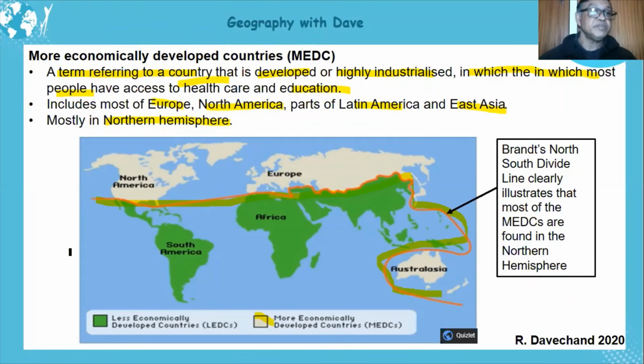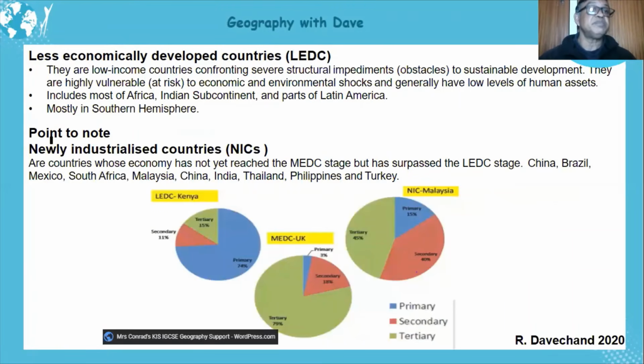Okay? Let's go to other concepts. Less economically developed countries, the LEDCs. They are low-income countries confronting severe structural impediments, like obstacles. Impediments means obstacles. Structure, well, it's infrastructure, etc., to sustainable development, to maintain the development over a long time. They have enough resources, using the resources wisely, so there's some left for the future. You understand? Human sustainable development, all those things.